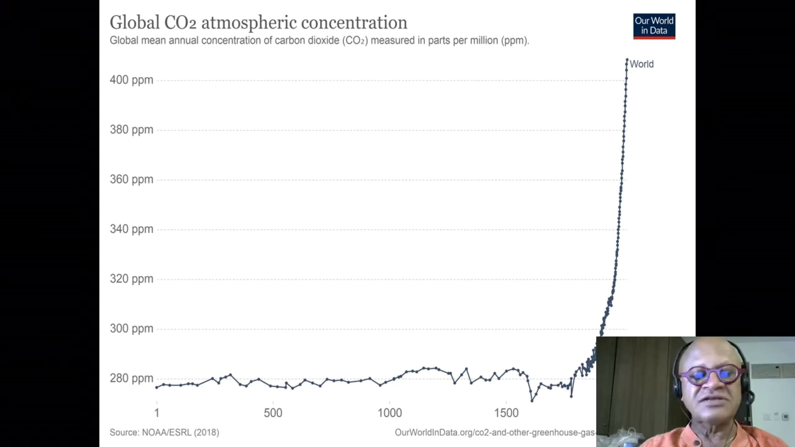Zooming into the last millennia or so, we went from 280 ppm since, let's say, the beginning of the Common Era to the Industrial Revolution, and then we have been increasing super exponentially, again going from the steady-ish Holocene concentration of 280 ppm into the Anthropocene, zooming to 415 now and increasing every year. So we talked about various aspects of carbon cycle.